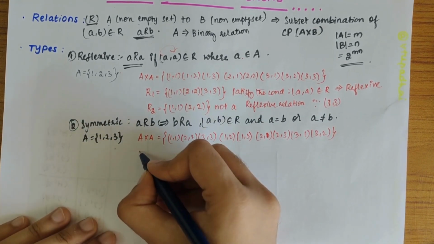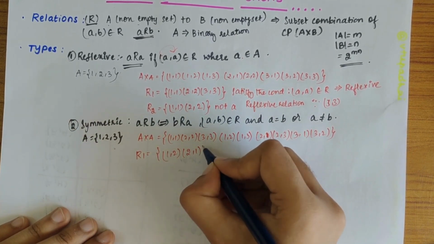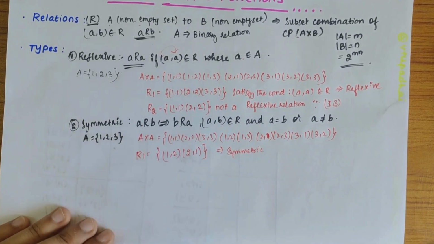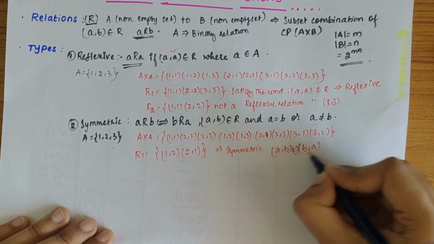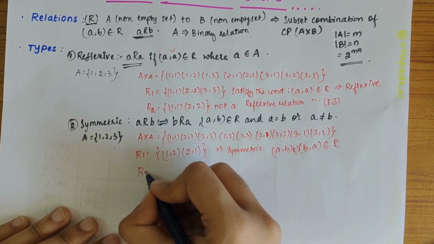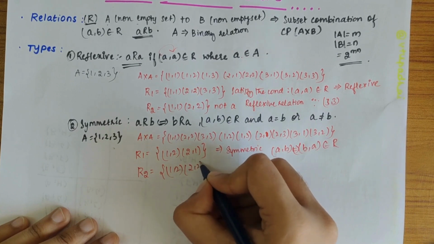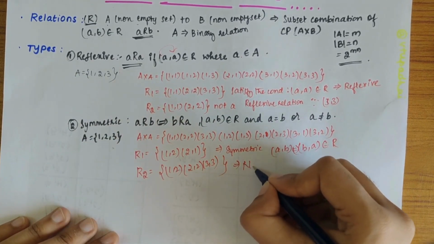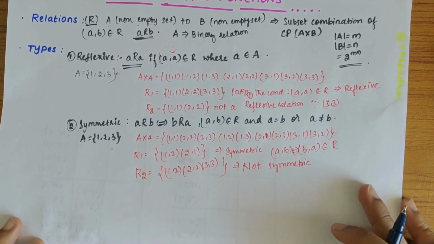So here let's take R1 is equal to {(1,2), (2,1)}, which is said to be a symmetric relation because (a, b) and (b, a) both belong to the same relation. Then let's take one more example: {(1,2), (2,2), (3,3)}. Is this a symmetric relation? Not symmetric, because this does not satisfy the condition.